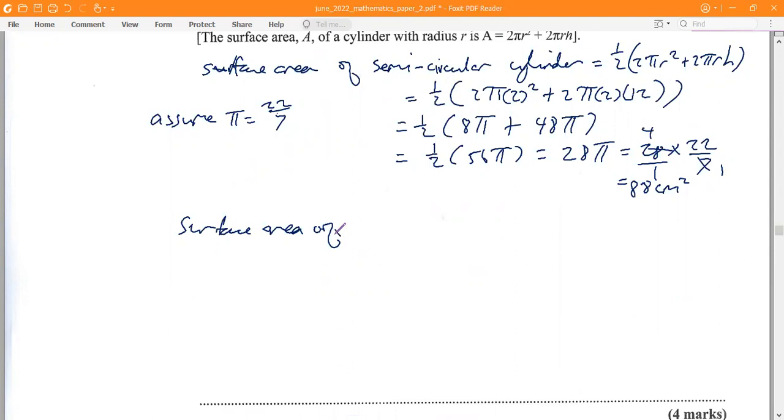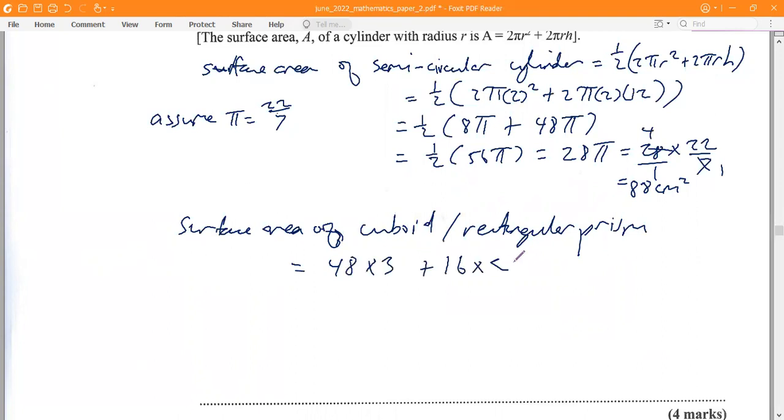So you want to get the surface area of the cuboid, the rectangular prism. We're looking at 48 times 3 plus 16 times 2. So 8 threes are 24, 4 threes are 12, and 1 is 14, plus 32. So 176 centimeters squared.